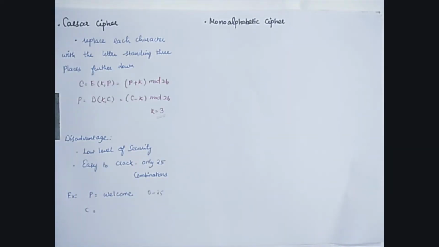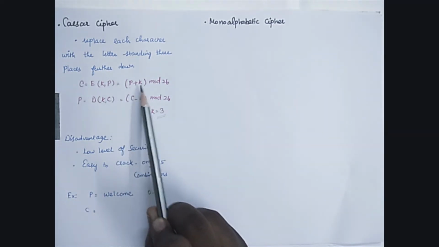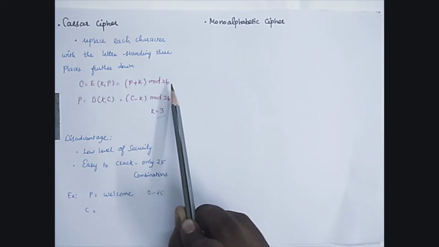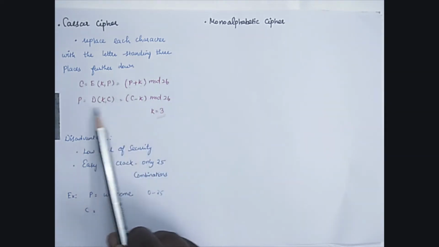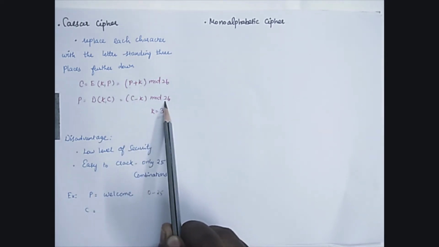First is Caesar cipher. Here each plain text character is replaced by another character which is standing 3 places further down. The formula used in Caesar cipher is: ciphertext C can be derived from the plain text value P plus key value K mod 26. Why are we doing mod 26? Because in total we have 26 alphabets. And the inverse process, decryption, is represented as C, the ciphertext, minus K value mod 26.